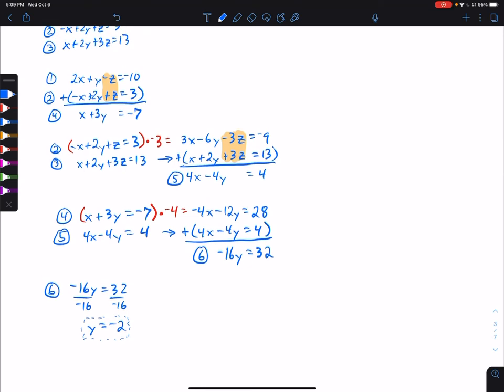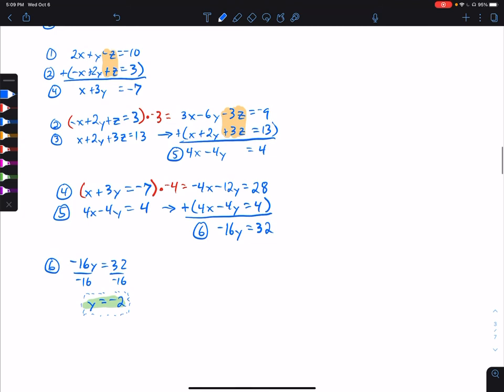Once I've found the value of one variable, I can backward substitute and figure out the other ones. So I want to look for an equation that has a y value and one other variable. We're going to take y equals -2, and I'm going to plug it back into either equation 4 or 5. It doesn't matter which one you pick. I'm going to select equation 4, which is x plus 3y equals -7.